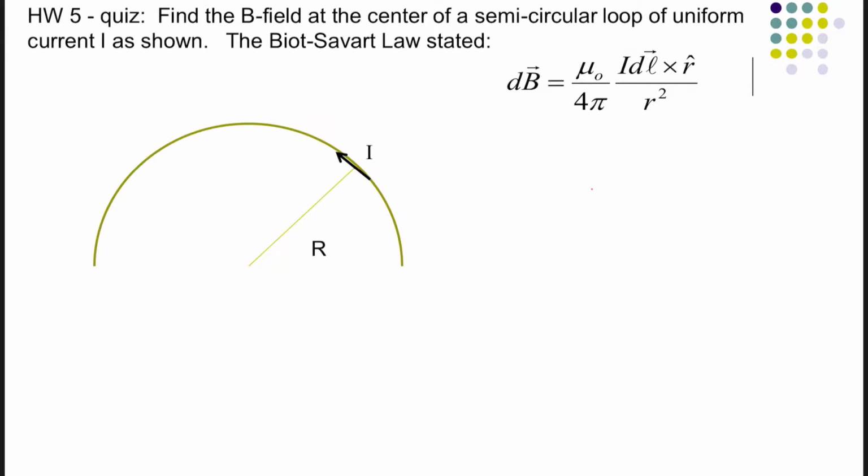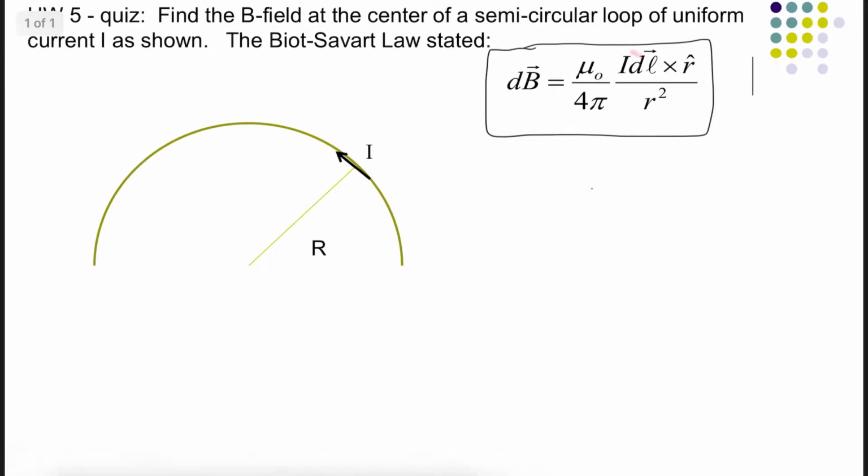In today's video, we're going to use our understanding of Biot-Savart Law to solve for the B field at the center of a semicircular loop with the uniform current I. We have our Biot-Savart Law here, and what we need to identify is our dl cross r.